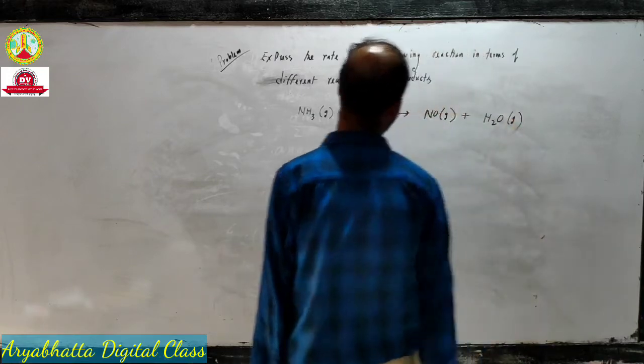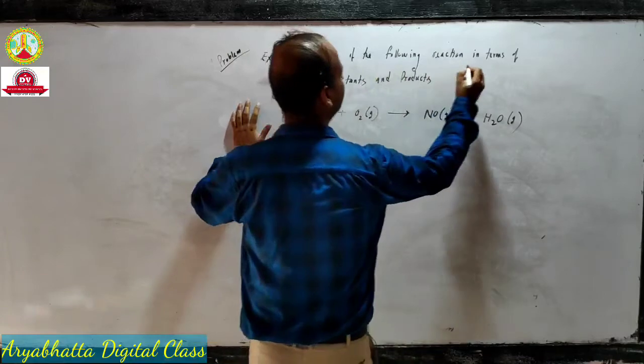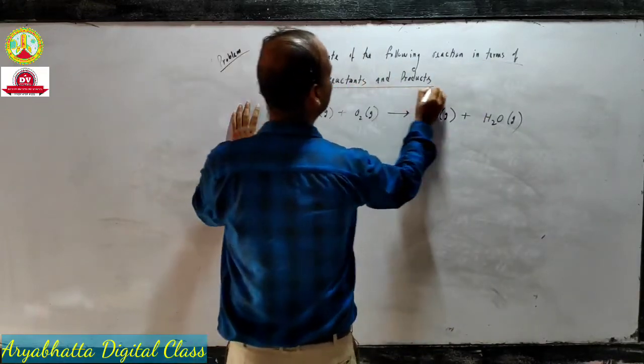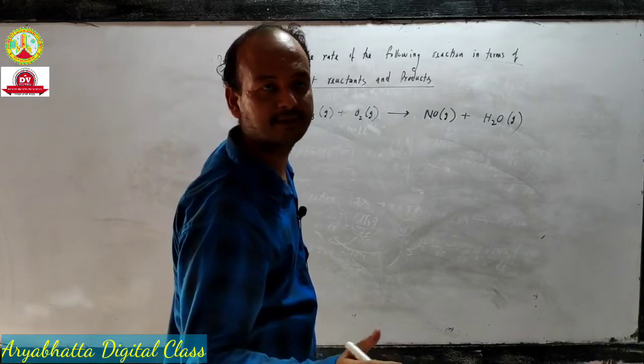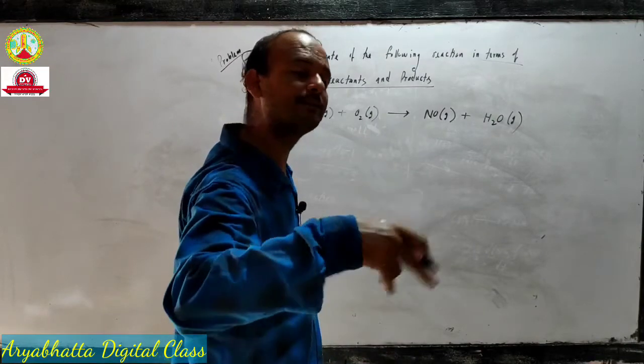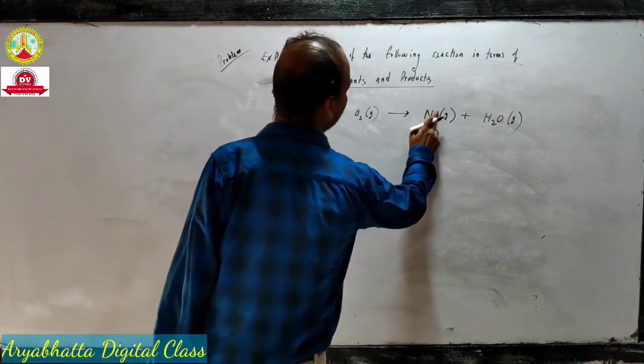Okay, now let's say, express the rate of the following reaction in terms of different reactants and products. I said in the last class that rate of reaction can be expressed in terms of reactant, also in terms of product. Okay, now let's see. After that, this is the reaction.